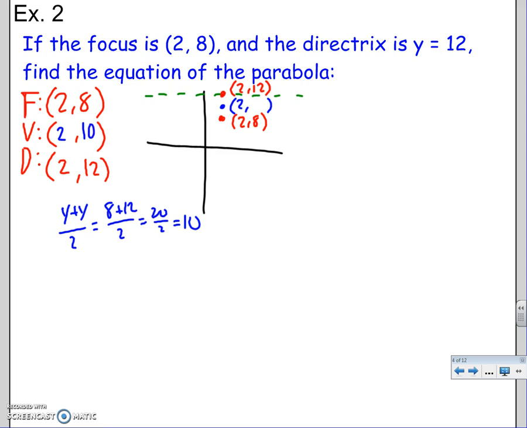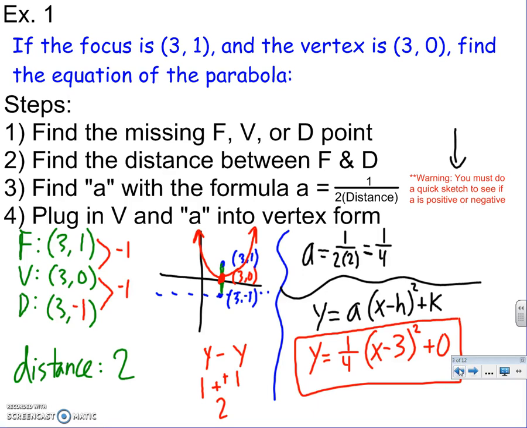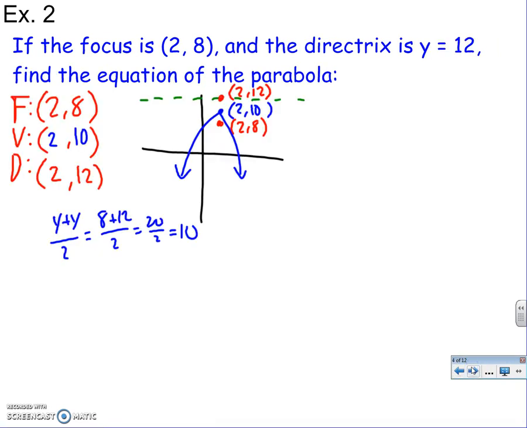All right, we found the first missing point. All right, and actually I'm going to draw the U. It can't go up across that directrix, so it's going downwards, meaning our A is going to be negative when we find that out. Step 2, so let's go in order. We found FVD, we found the missing point. Find the distance between F and D. So I find the distance.